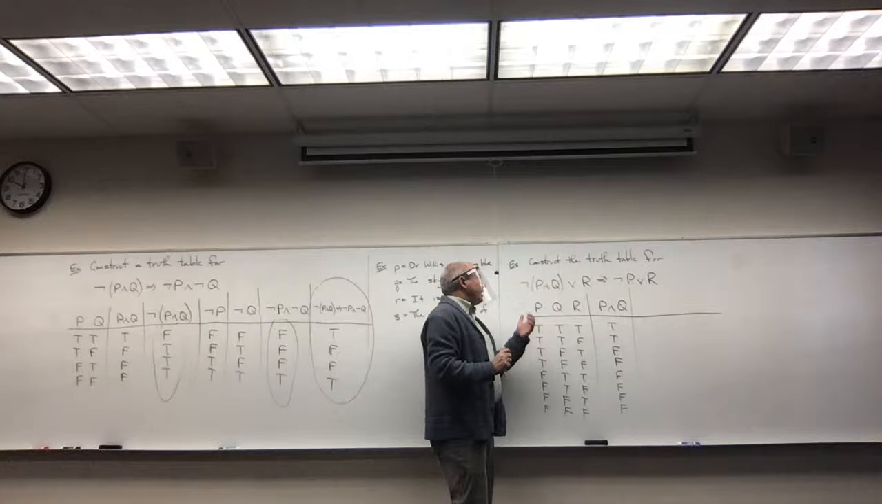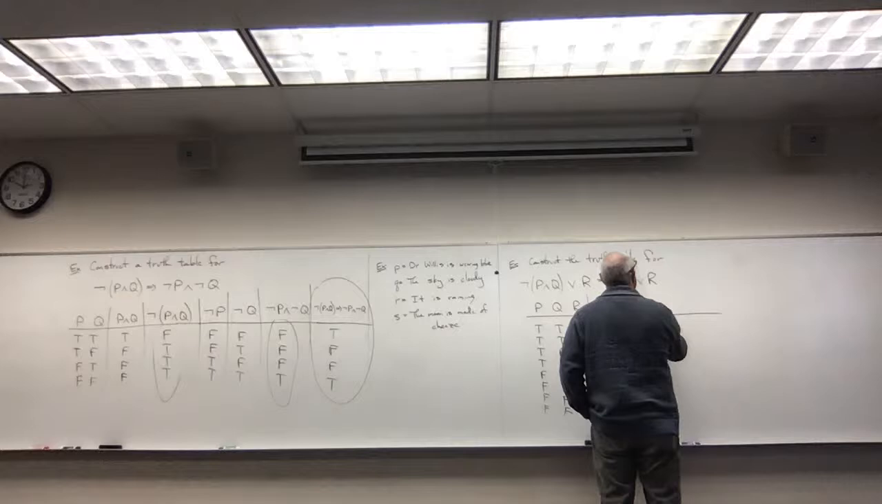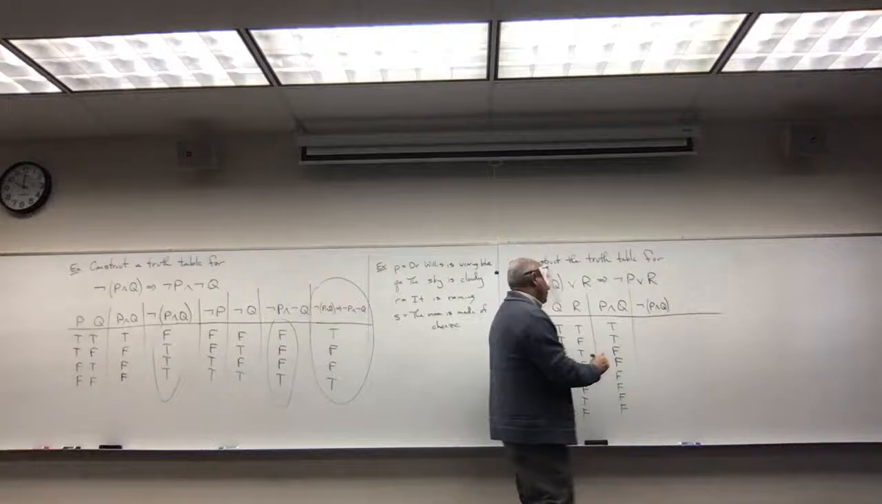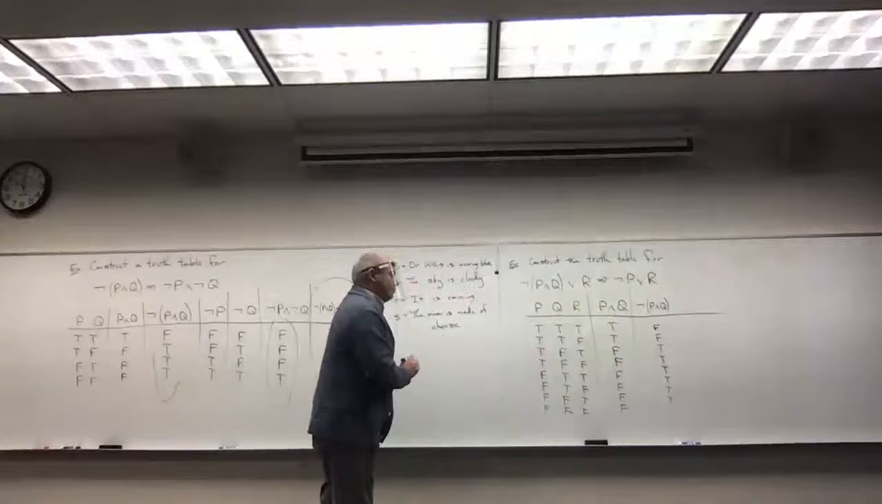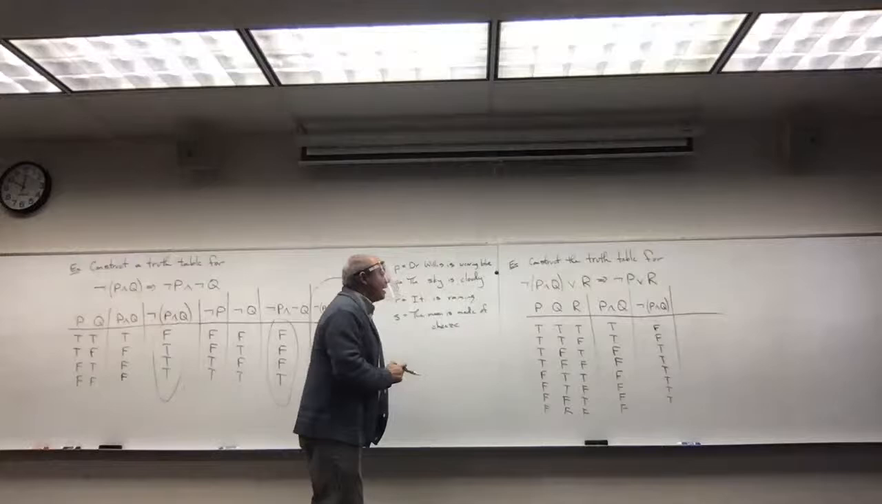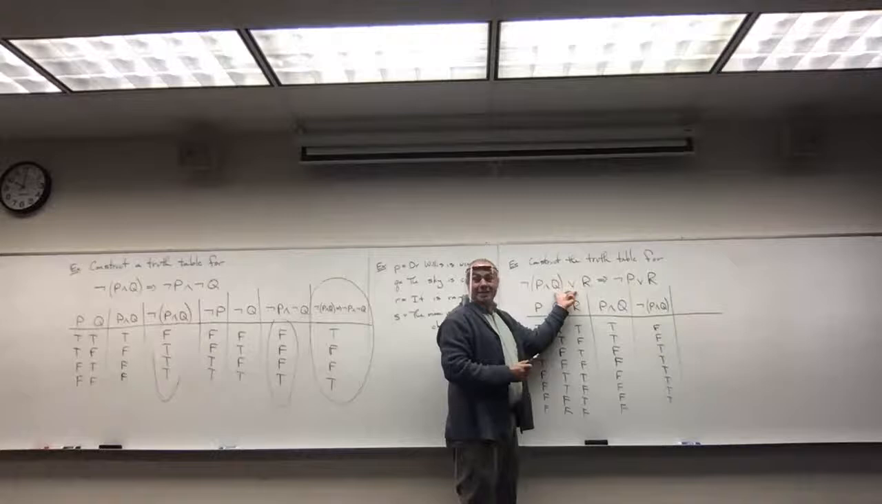Yeah, the not gets to act on the parentheses, so I have not P and Q. And this is easy, I just negate this column. So I get false, false, true, true, true, true, true, true. Pretty good. Then, what? Yeah, we might as well just finish off this side.